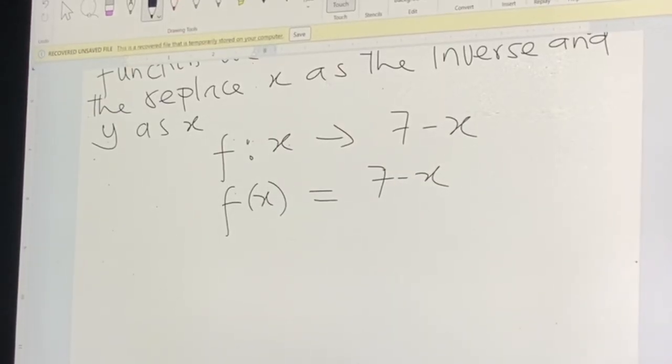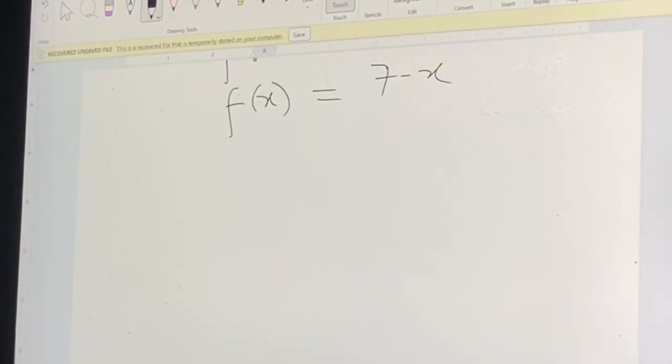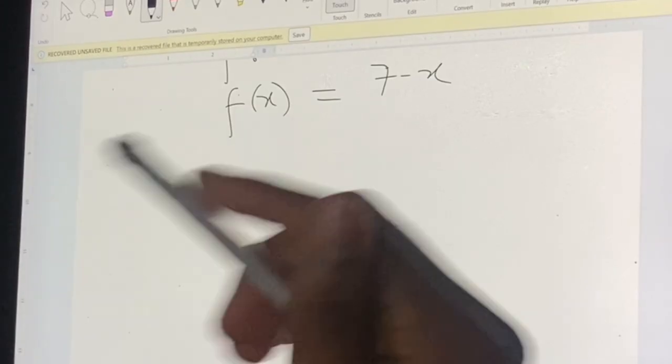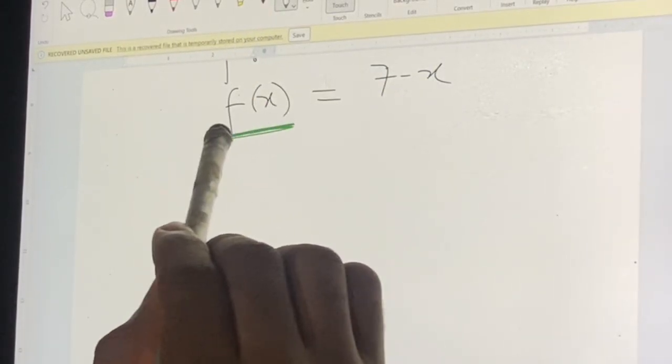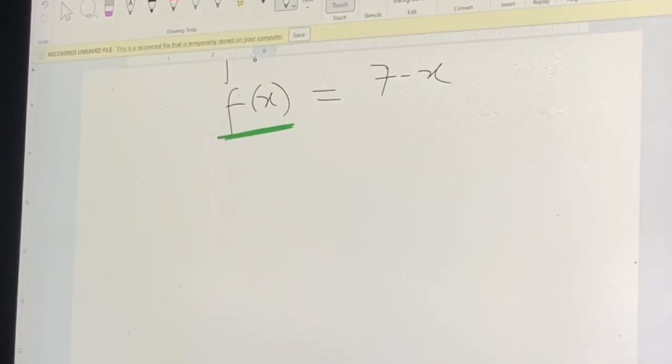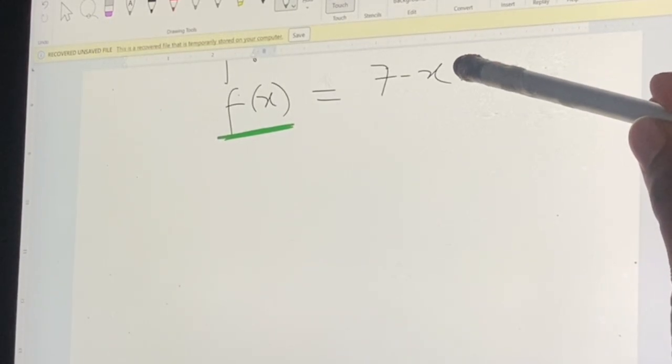So we have to apply the note here. But before we apply the note, there is something we have to do. This is f of s. Now, we change f of s to a letter. Why are we changing to a letter? To enable us to make s the subject of formula.